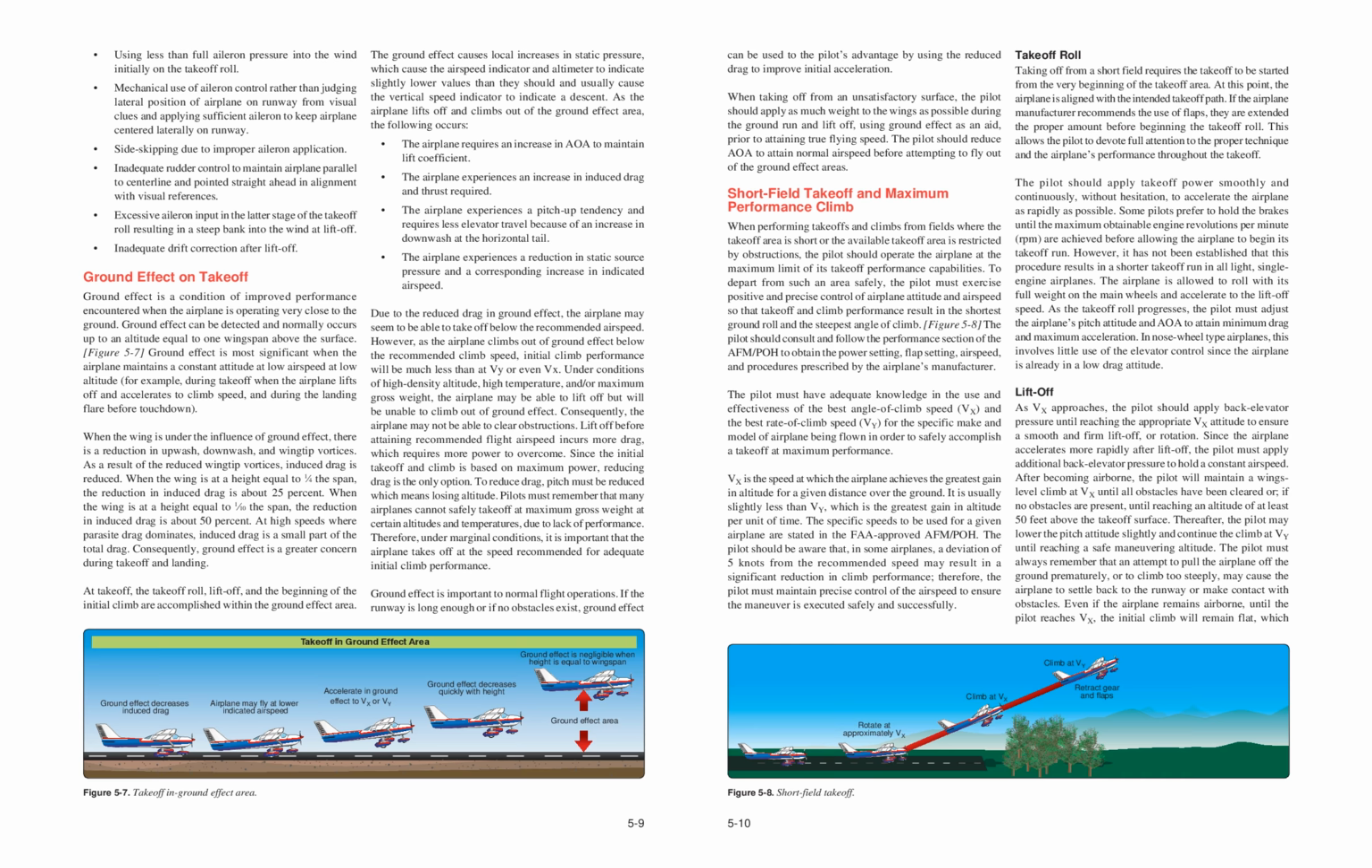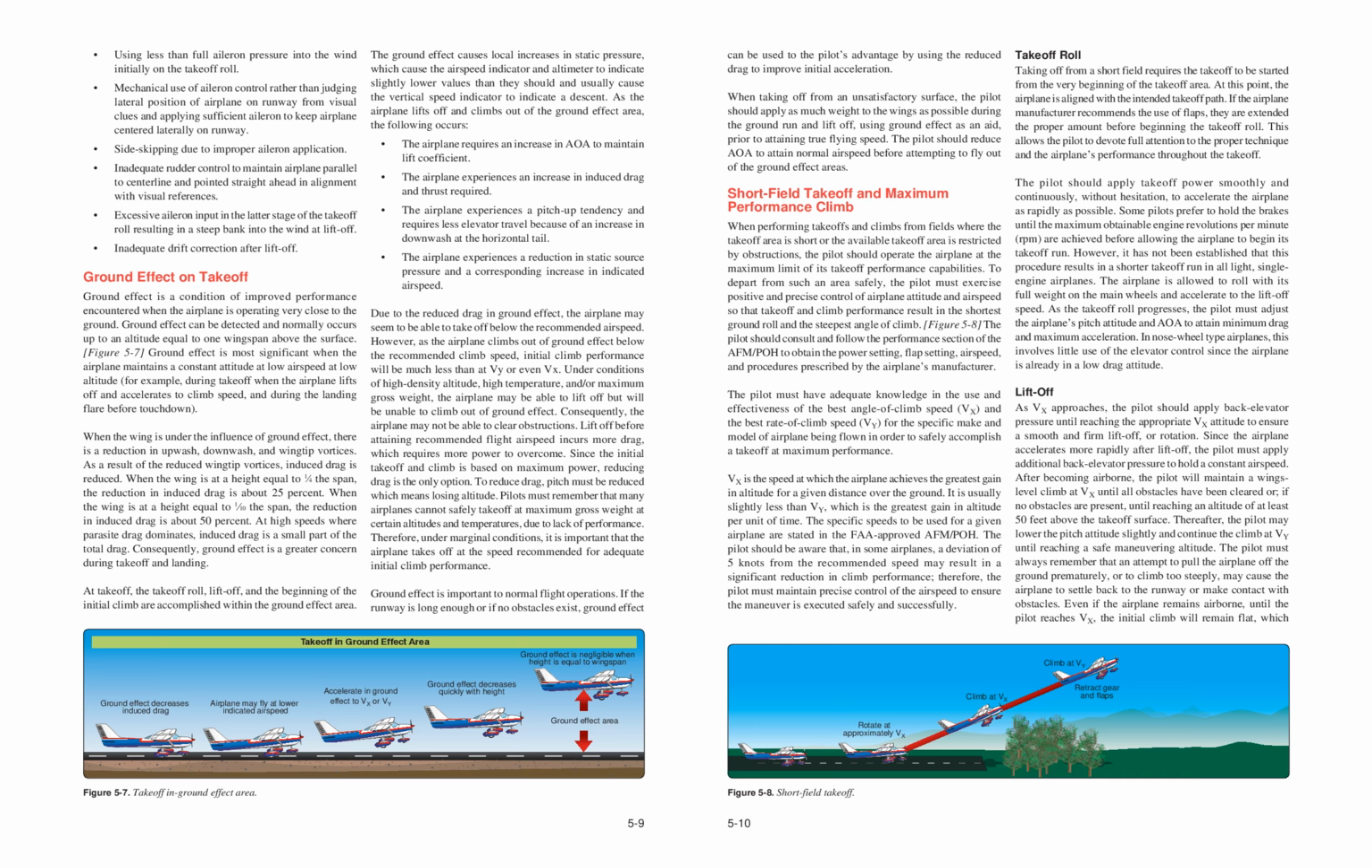Figure 5-8. The pilot should consult and follow the performance section of the AFM/POH to obtain the power setting, flap setting, airspeed, and procedures prescribed by the airplane's manufacturer. The pilot must have adequate knowledge in the use and effectiveness of the best angle of climb speed, VX, and the best rate of climb speed, VY, for the specific make and model of airplane being flown in order to safely accomplish a takeoff at maximum performance. VX is the speed at which the airplane achieves the greatest gain in altitude for a given distance over the ground.